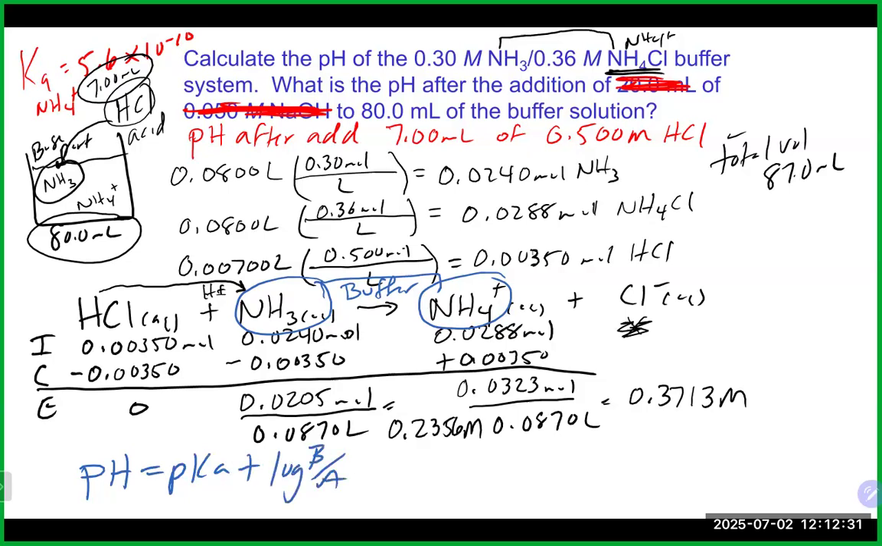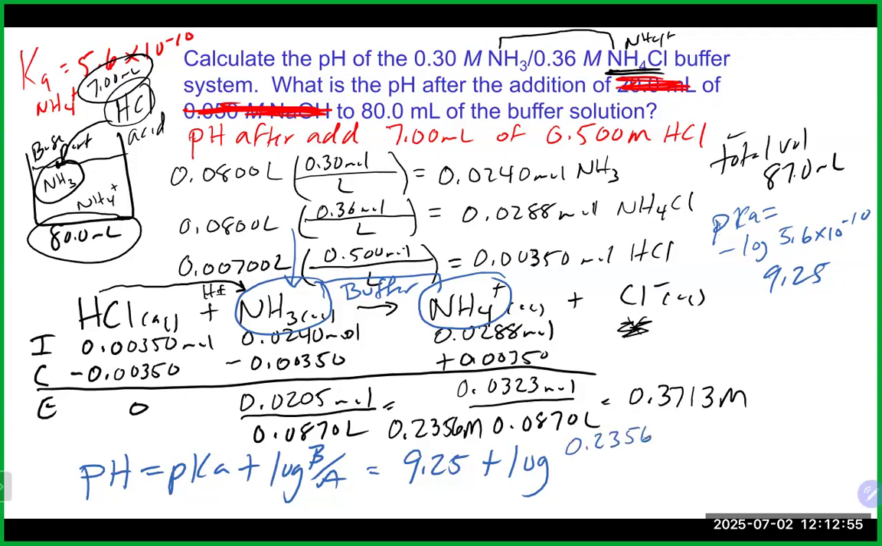I do need the pKa value that we got last time, which is minus the log of 5.6 times 10 to the minus 10. That is a 9.25 pKa value. So that's going to get me 9.25 plus the log. Once again, as we talked about, this is our base. It has one less hydrogen, so we want to go with 0.2356 up on top and 0.3713 on the bottom. And we'll see how I did here, making up numbers. Hopefully it did all right.